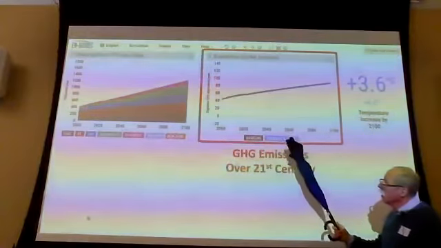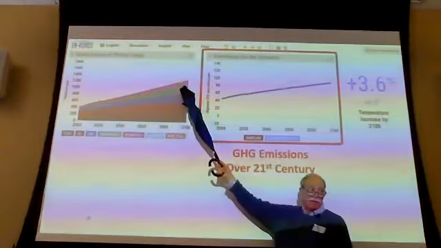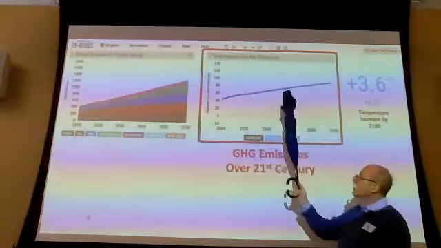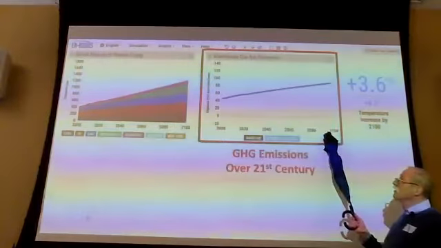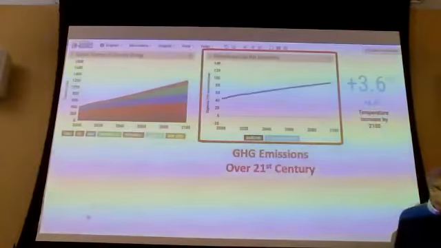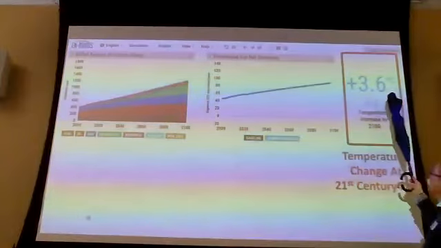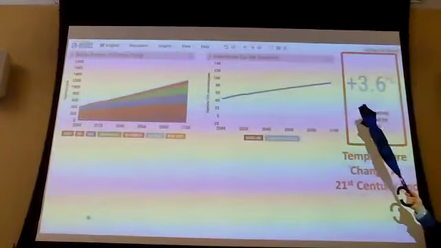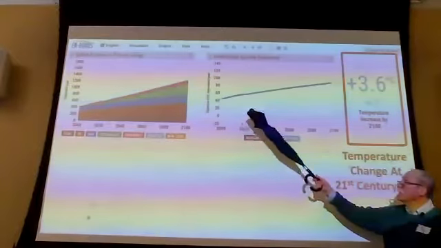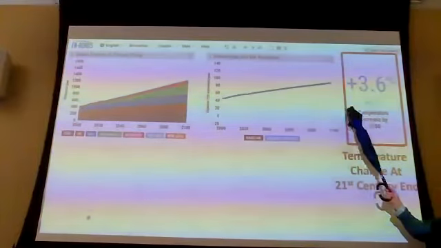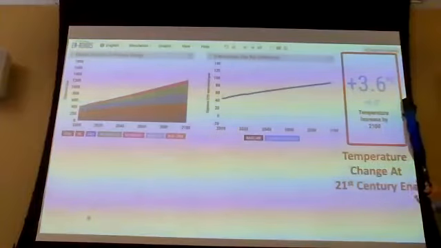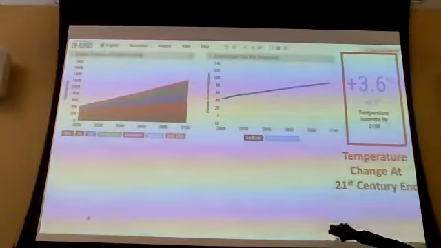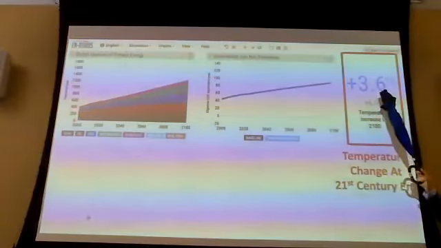The middle box here is when all that stuff happens. This is the amount of CO2 that's pumped into the air every year, against the whole 21st century. And when that happens, this is the change in temperature from pre-industrial levels that occurs because of this amount of energy production producing that amount of CO2. This is in centigrade. If your favorite temperature is Fahrenheit, it's 6.5 degrees. So our goal is to get that number to go down.